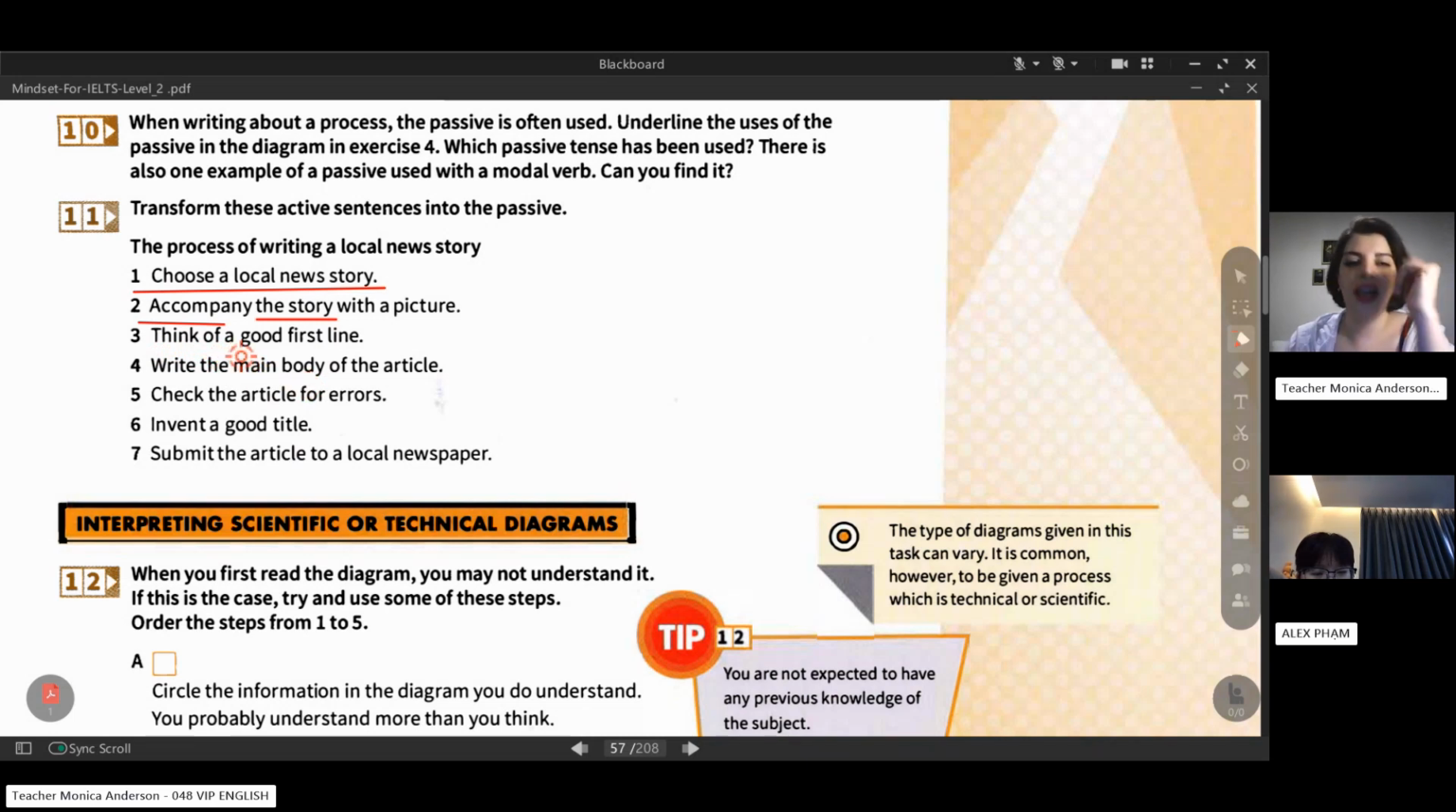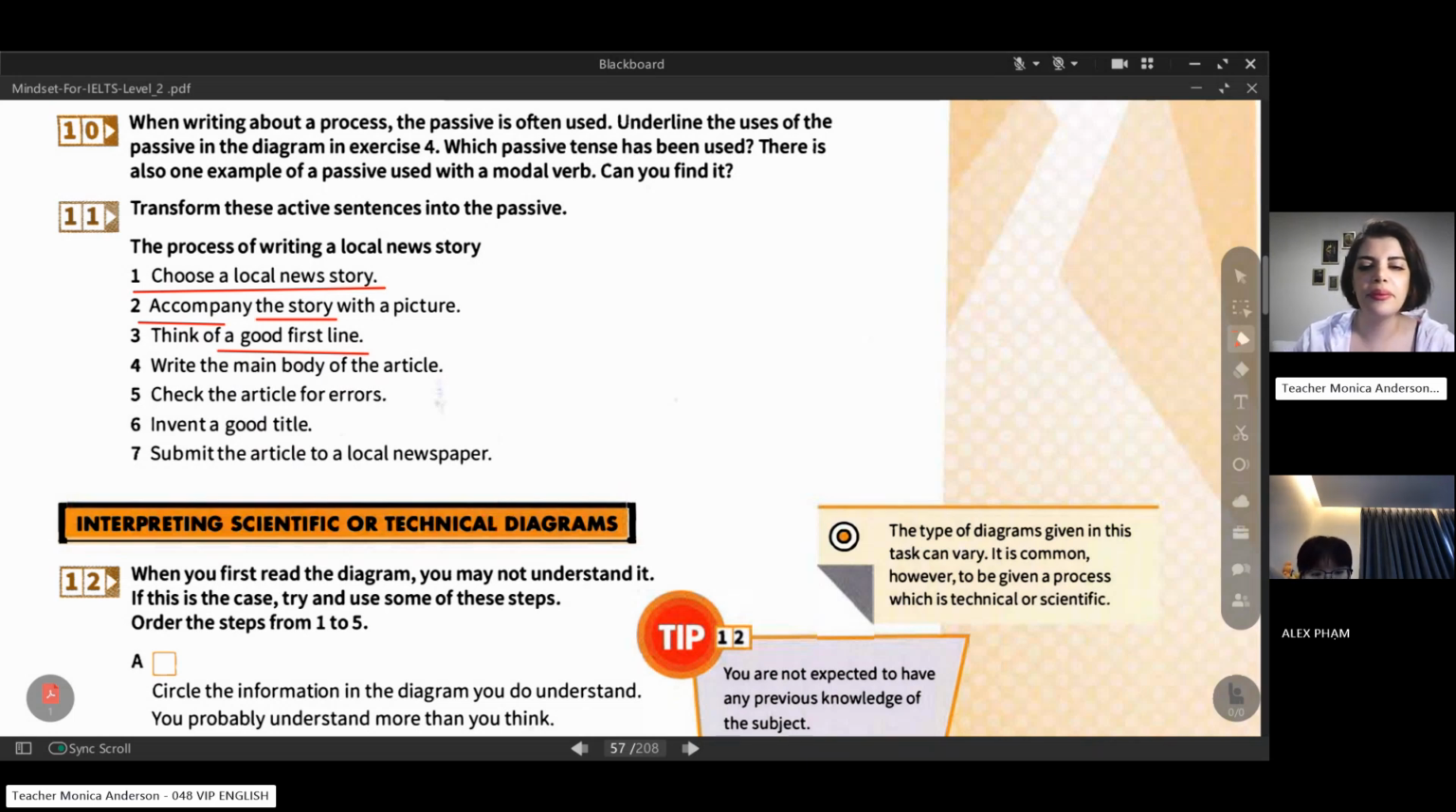A good first line is thought of. Yes, so for passive, we need the past participle of verbs. If the word is regular, that's really easy, just add -ed. If it's irregular, not the past simple but the past participle, the third form of the verb. So, thought of.